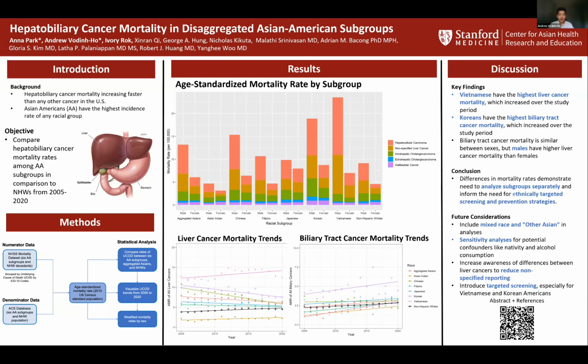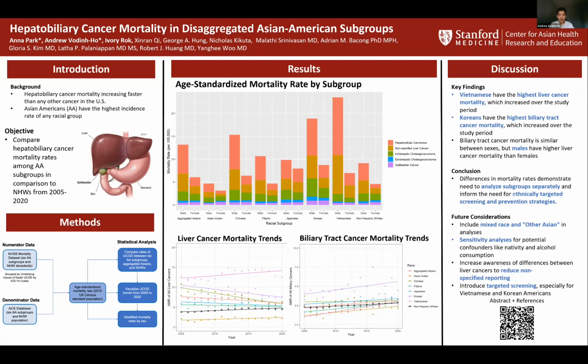And then if we look at the biliary tract cancers, including both cholangiocarcinomas shown in green and blue, as well as gallbladder cancer shown in purple, you can see that Koreans have the highest mortality. And in the bottom right graph, which shows the biliary tract cancer mortality trends over time, you can see that the Korean rate grows as well over the study period.